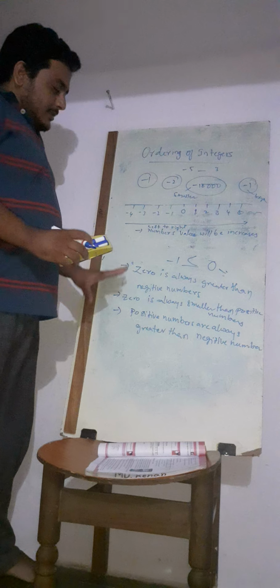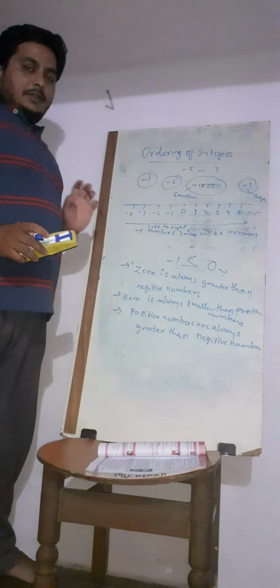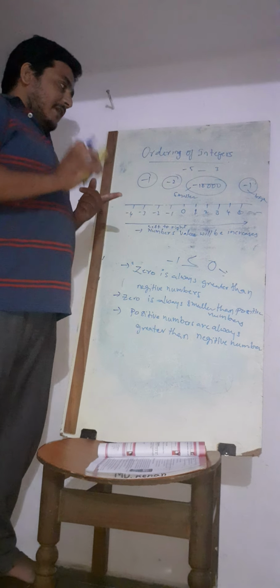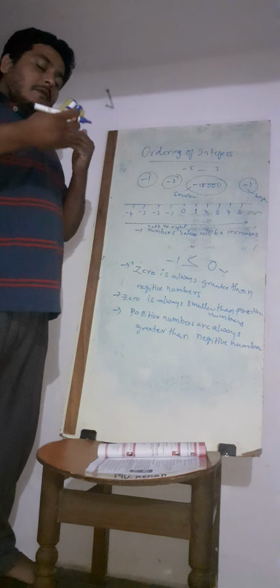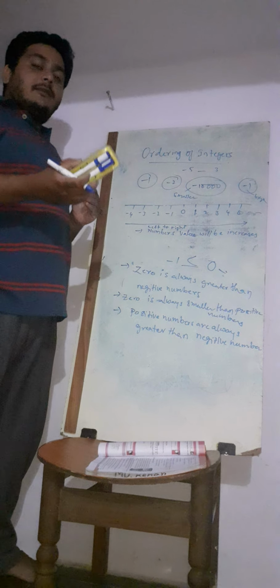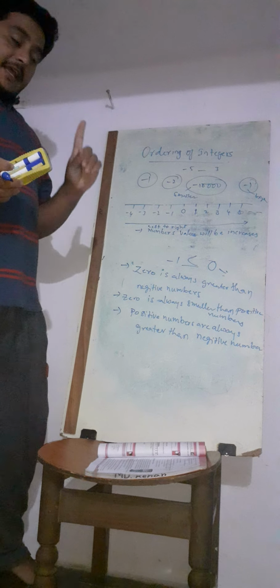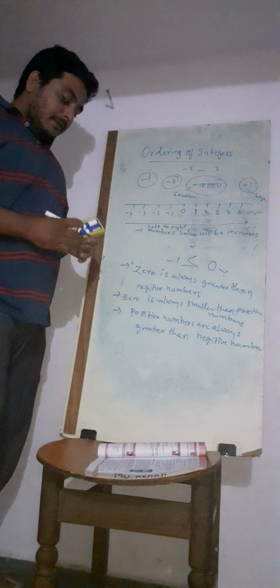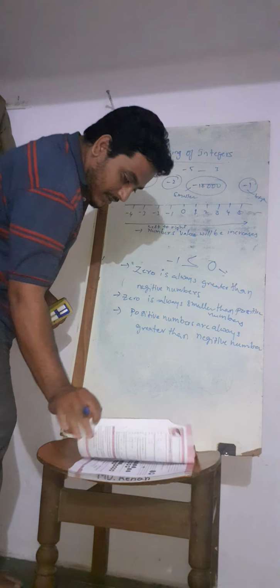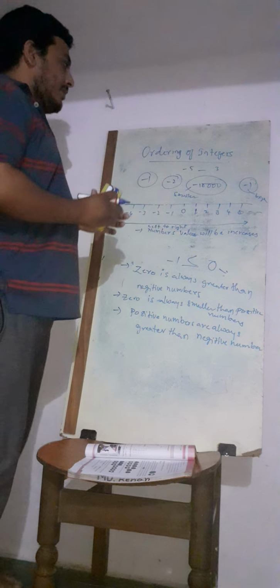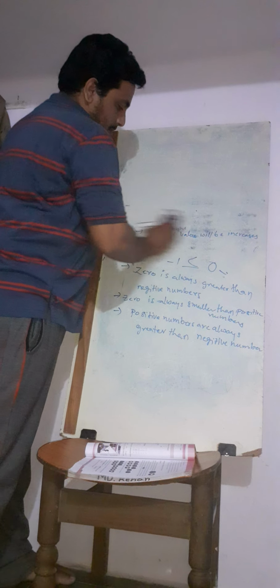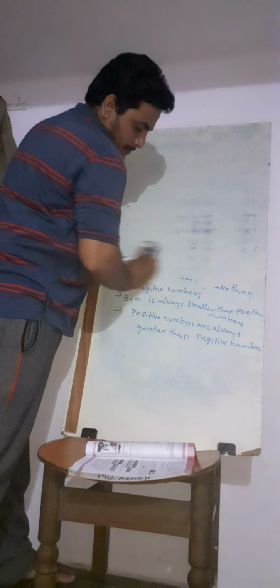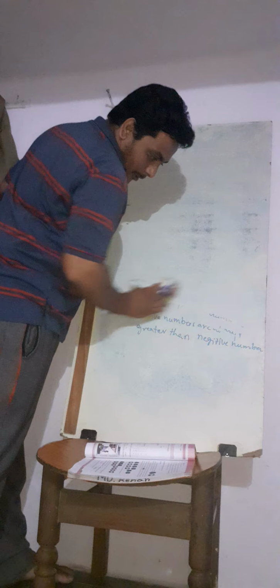You should remember these things compulsorily. And one more thing: among negative numbers, the highest-looking numbers are always smaller, and the lowest numbers are always greater with a negative sign. These things are very important. Remember them, as they help in ordering. He has given you some questions over there. Pause the video and copy this one.